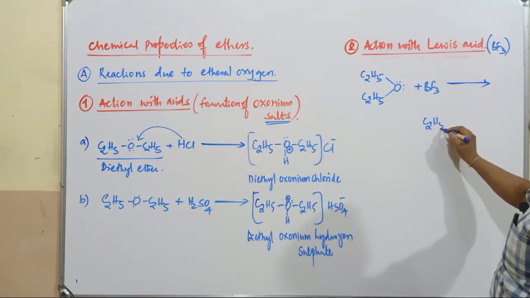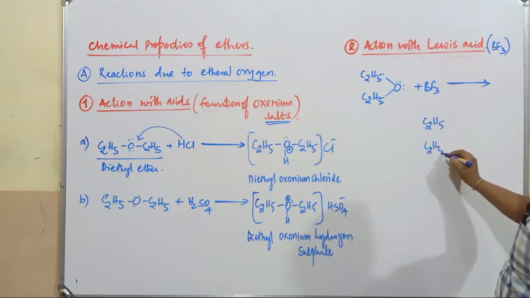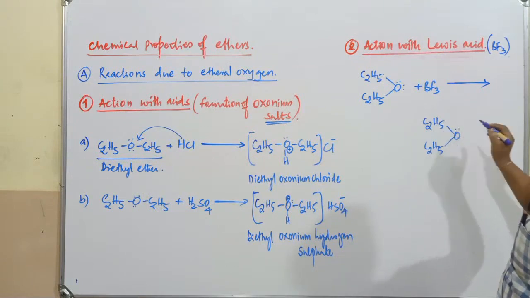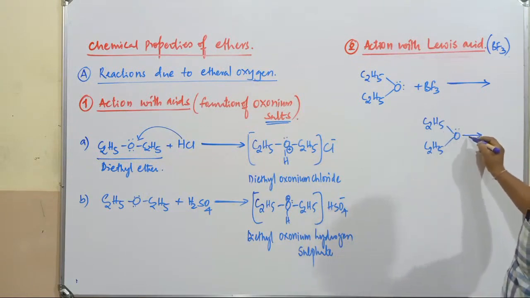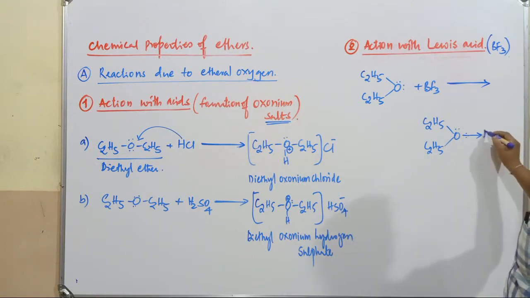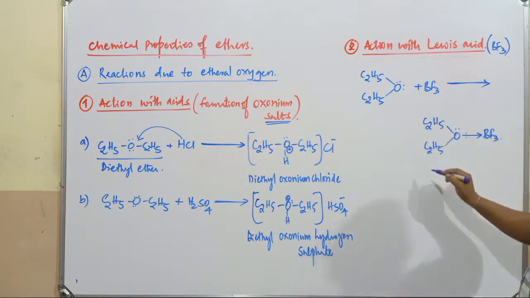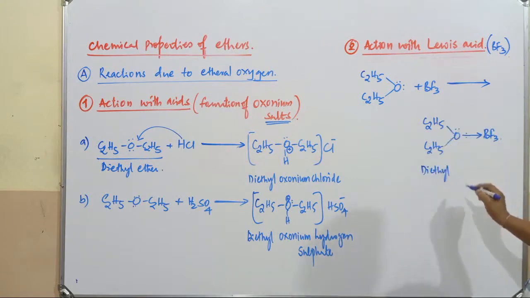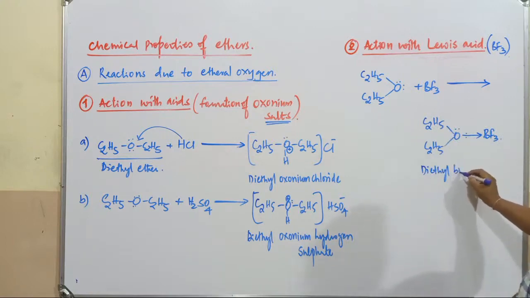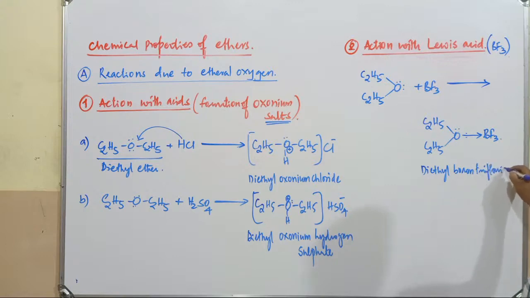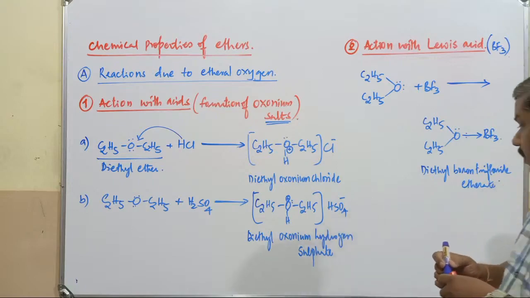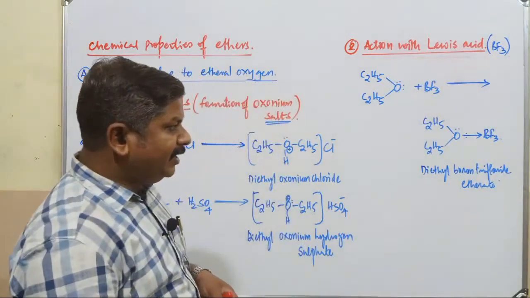So the compound is C2H5, oxygen, C2H5, with one lone pair; the other lone pair is involved in the formation of a coordinate bond here. This is the BF3 compound. Such compounds are also called etherates. This compound is known as diethyl boron trifluoride etherate.